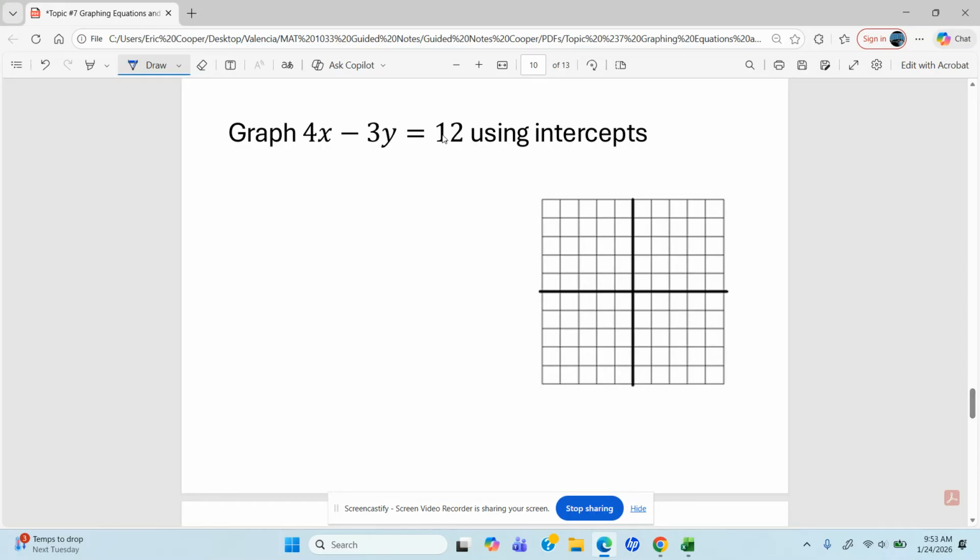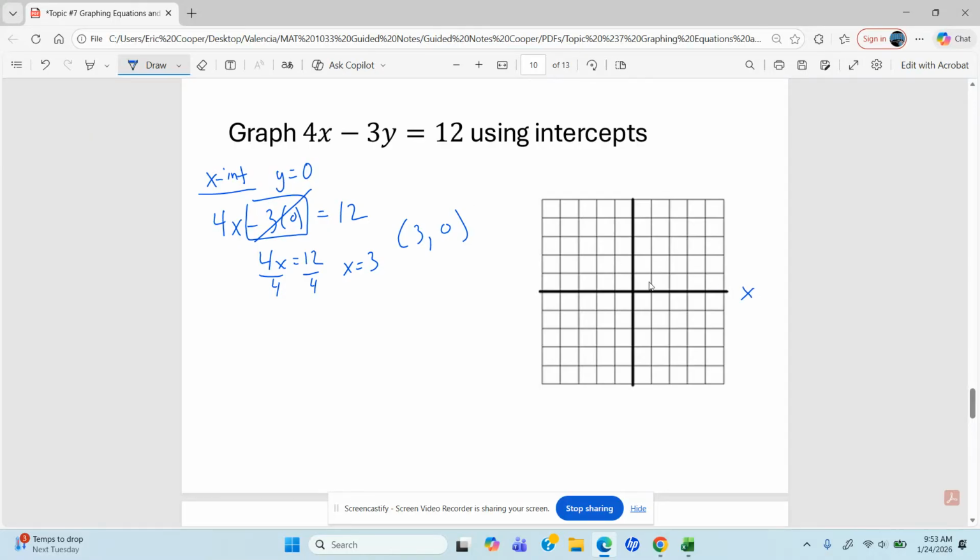Let's try it here. Graph this using intercepts. First, let's start with the x-intercept. To do that, we're going to set y equal to 0. So we're going to take 4x minus 3 times 0 equals 12. Well, negative 3 times 0 just cancels out because that's 0. So all I'm left with is 4x is equal to 12. Dividing by 4, I get x is equal to 3, which means my x-intercept is located at (3, 0).